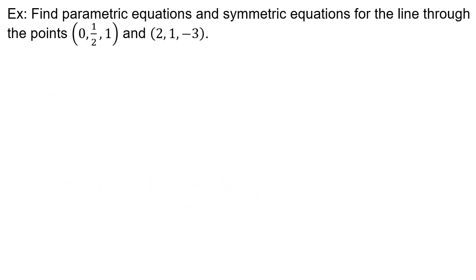So this one says find parametric equations and symmetric equations for the line through the points, and it gives you the 2 points, (0, 1/2, 1) and (2, 1, -3). So now we have 2 points. We don't have a vector v that we can pull off of a plane or another line. So here, I'm just going to find the vector by subtracting the points. I'm going to do 2 minus 0, 1 minus 1/2, -3 minus 1. So I'll end up with the vector <2, 1/2, -4>.